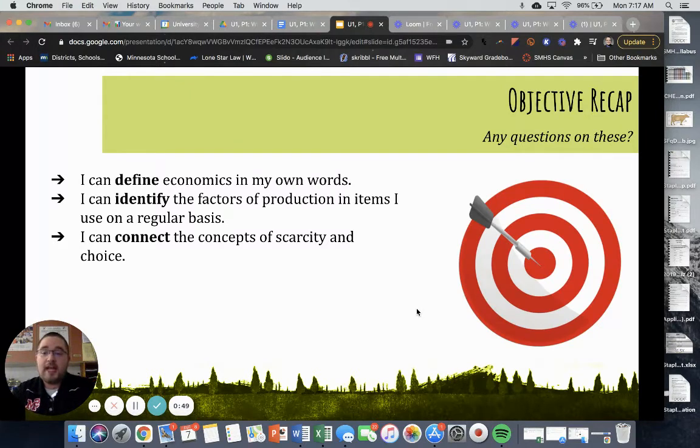So to wrap up, we have our learning targets again. And I like to review these. And if you cannot confidently do one of these items, then you can go back to the video presentation and relook at some of those concepts so you feel comfortable. So hopefully by now you can define economics in your own words. Remember, economics is the distribution of resources and allocation of resources when things are scarce.